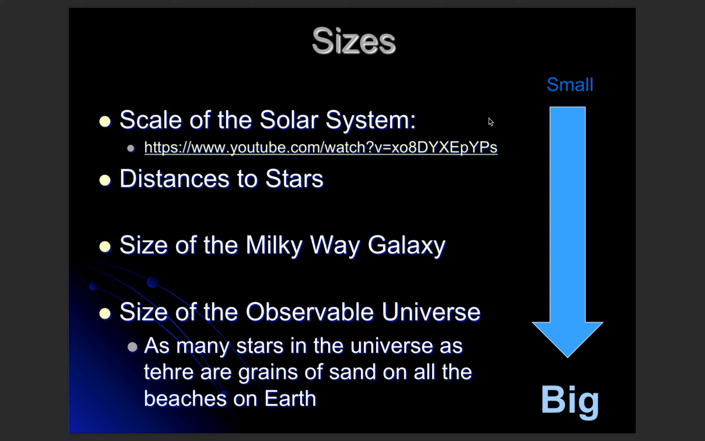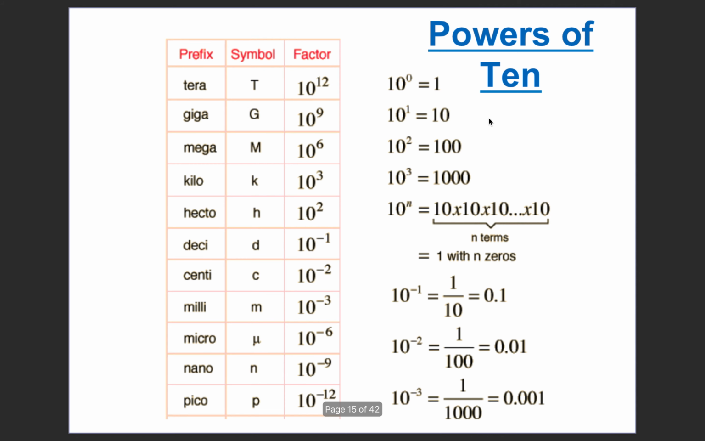looking at the sizes of our planets, of our moons, and moving outwards. We're going to move to larger and larger distances, like out to the distances to the nearest stars, then out to the very reaches of our own galaxy, and then further out to the observable universe. So we start talking about really big numbers in this class. And one of the easiest ways for us to display such big numbers is through using powers of 10.